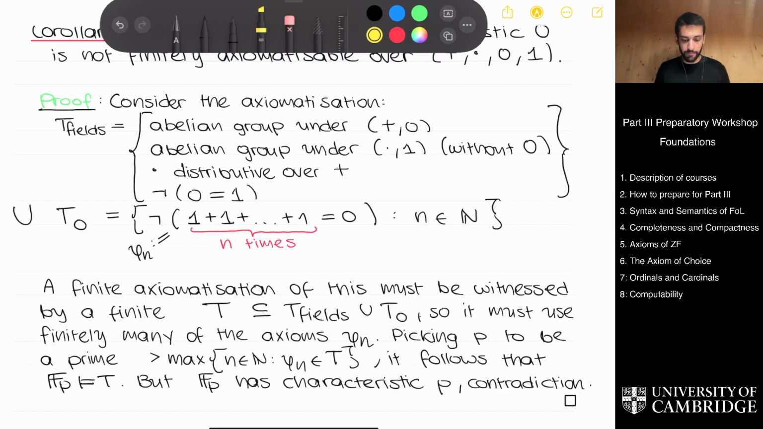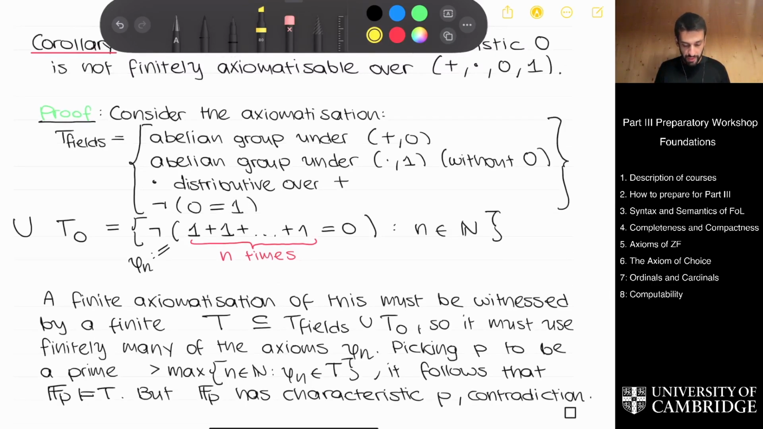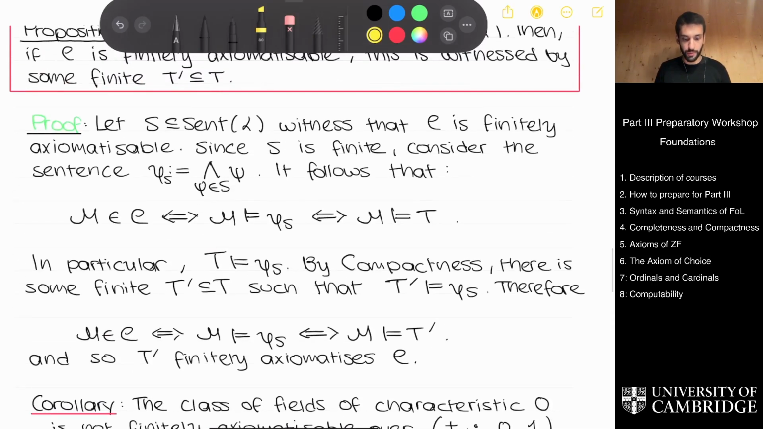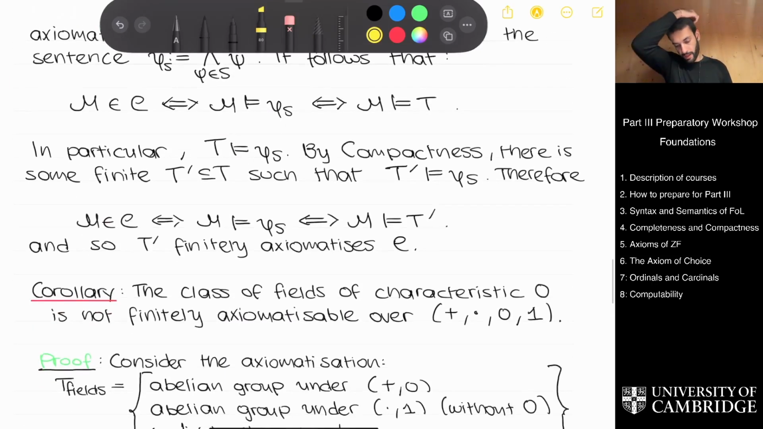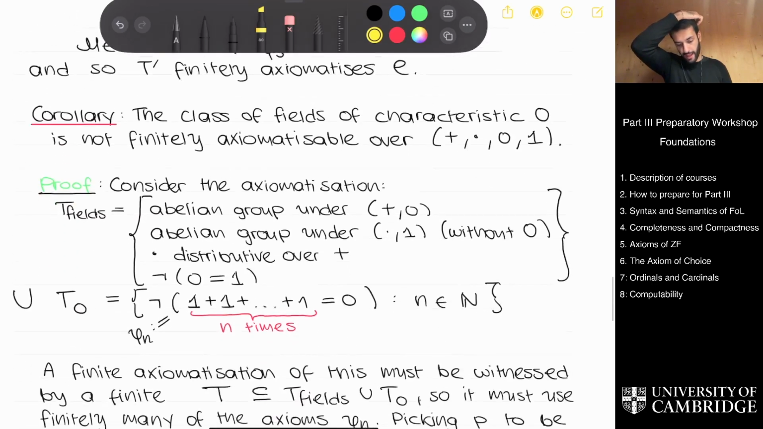Therefore, there's no finite subset of this theory that axiomatizes our class, and therefore our class is not finitely axiomatizable because of the proposition that I gave to you before. Okay, this is an application of compactness.